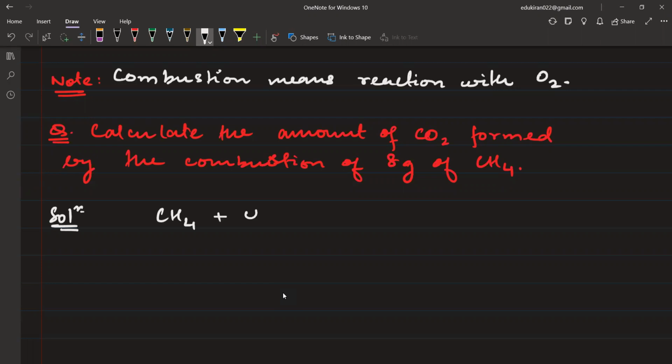CH4 plus O2 is going to give me, carbon will react with oxygen, it will form carbon dioxide. Hydrogen will react with oxygen, it will form H2O. Okay, and now you have to balance this reaction. Please balance this reaction, guys.